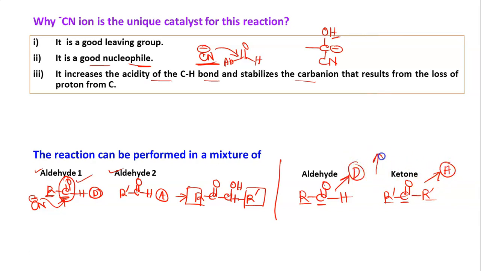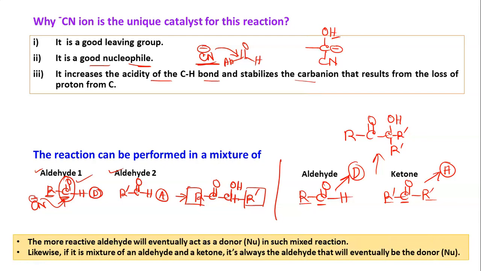So here the product structure will be, first of all, an alpha hydroxyketone, then from the acceptor we, sorry, here actually hydrogen will not be present. This is R prime, because in the acceptor we do not have any H, and this side we will have R. Okay, so in this way we can easily draw the final product. So the more reactive aldehyde will eventually act as donor, that is as nucleophile, if there are two different types of aldehyde. Similarly, if it is a mixture of an aldehyde and a ketone, it is always the aldehyde that will act as donor, that is nucleophile.